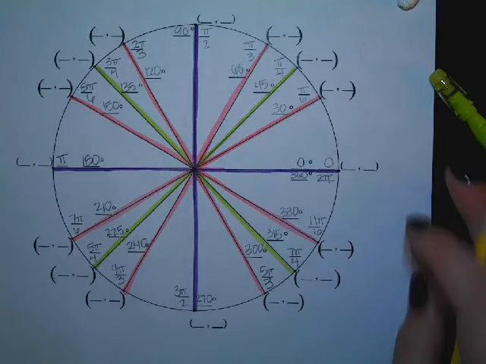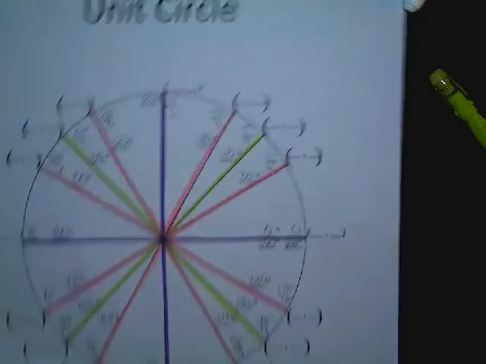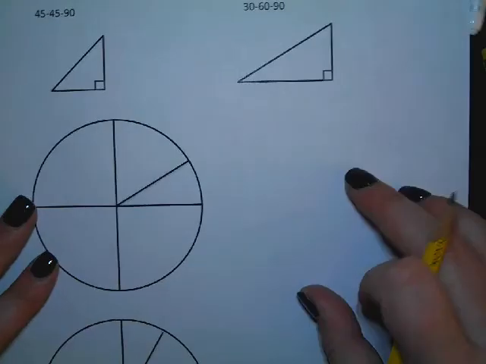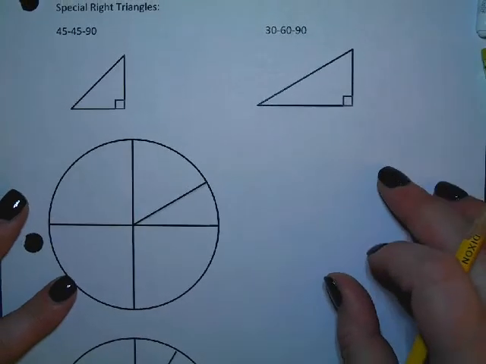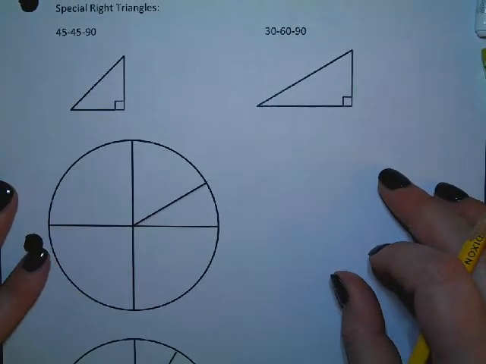All right. Go ahead and put your unit circle off to the side and put this in front of you. That's what we're going to get right now. We're going to see how we get those.